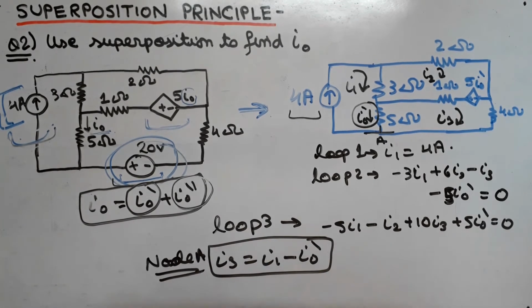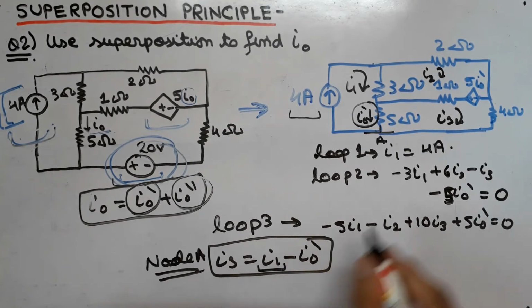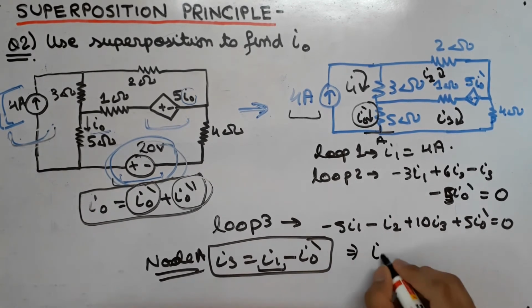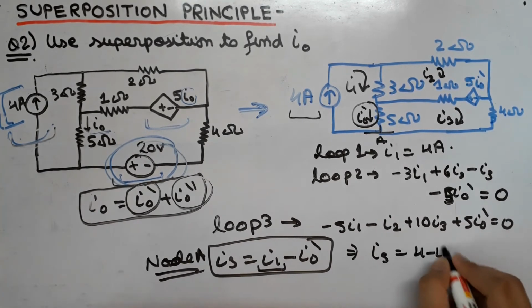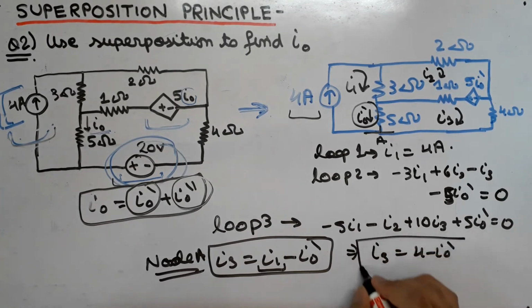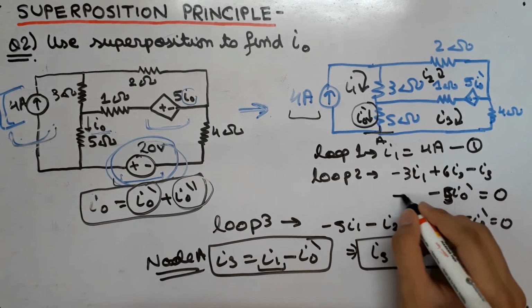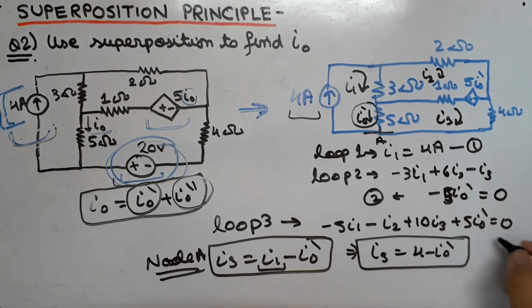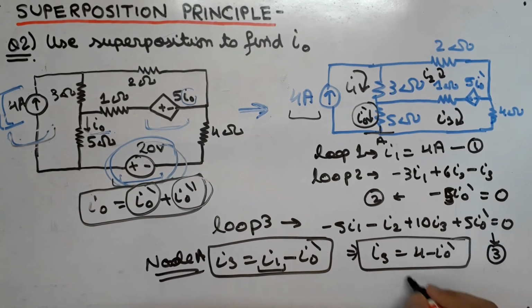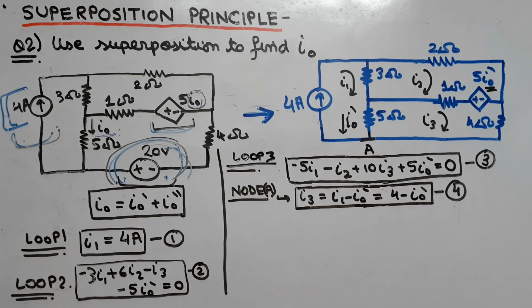Now here we will put the value of I1 that we got from the first loop, that is I3 will now be equal to 4 minus I0 dash. Now we will number these equations. That is, this is our equation 1, this is our equation 2, this is our equation 3, and this is our equation 4.